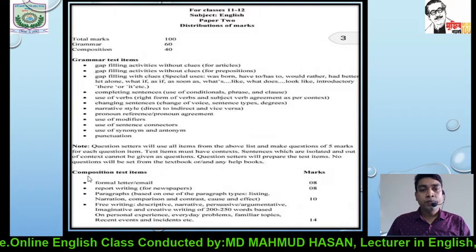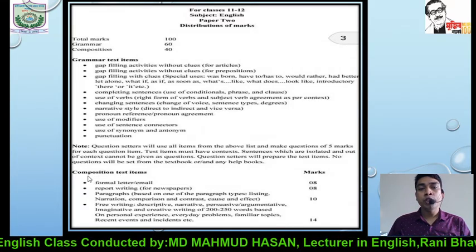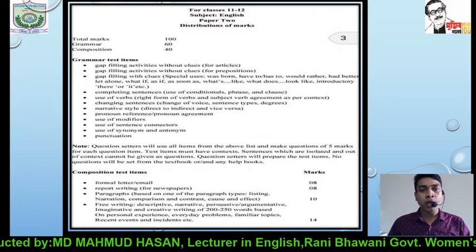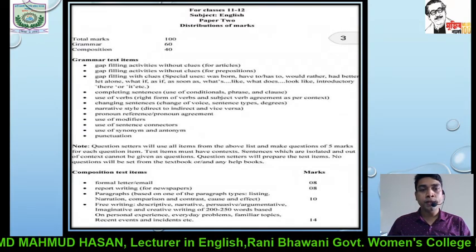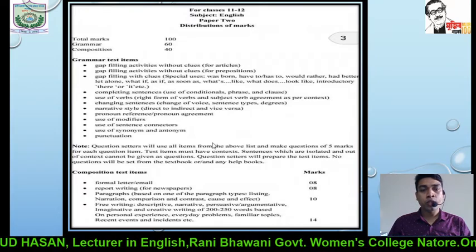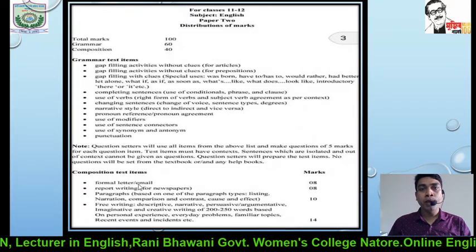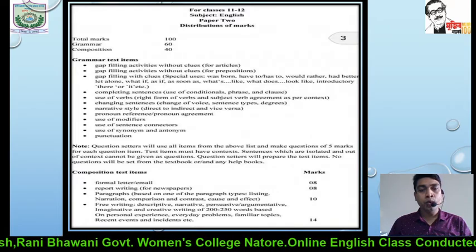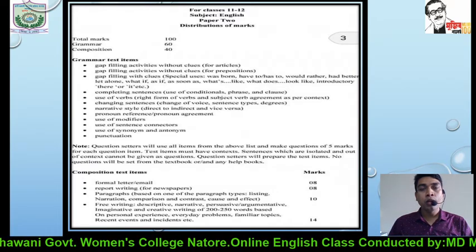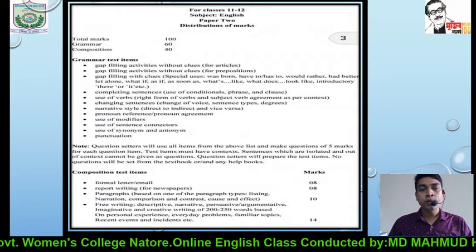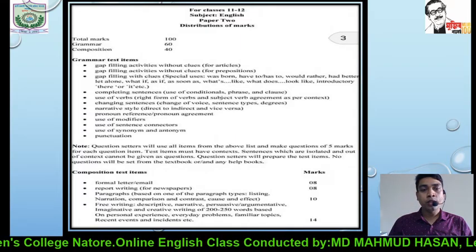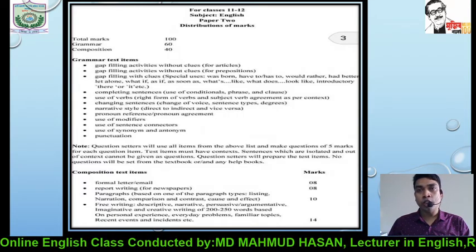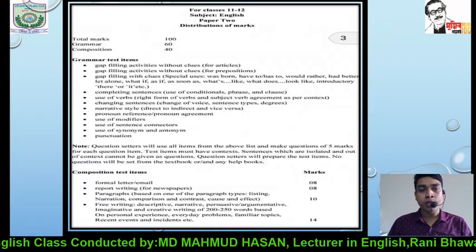And now the second part, composition test item, that is writing part. This part will cover 40 marks. First question item is formal letter or email. In the first paper, it was an informal letter, and in this part you are asked to answer formal letter or email. This question item will cover 8 marks.